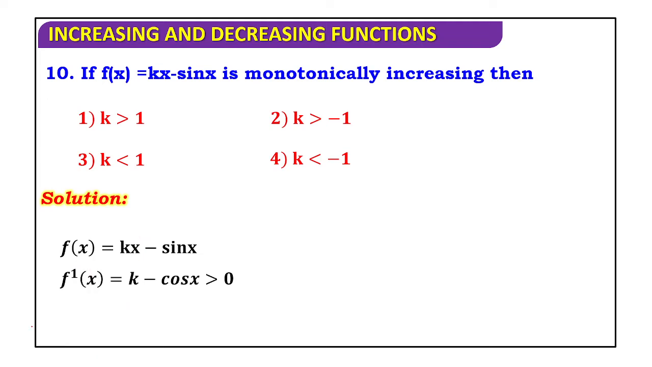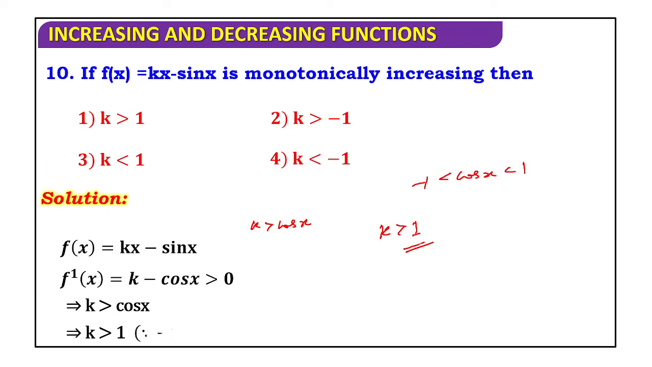If k minus cos x is greater than 0, you can just see that k should be greater than cos x. If k is greater than cos x, and we know that cos x lies in between minus 1 to plus 1, so k should be greater than 1. See that k should be greater than 1 because 1 is the maximum term of the cos x. So it should be greater than the maximum term. Therefore, if k is greater than 1, then we can say that it is a monotonically increasing function.